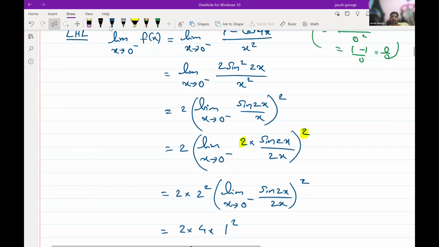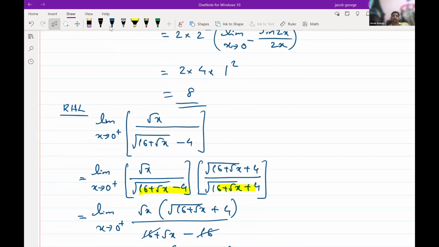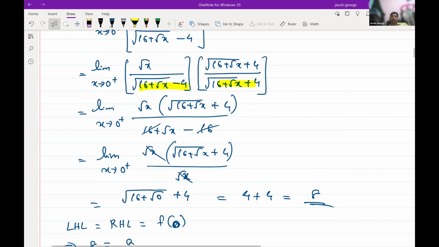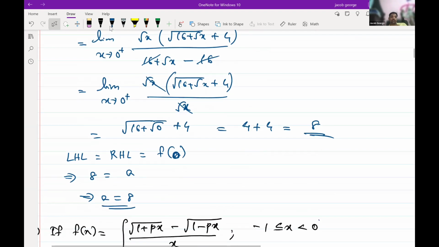Okay. Then the right-hand limit is a root expression. Root expression, multiply with the conjugate. Here, the conjugate of the denominator is multiplied. And then we could simplify it, and we got 8. Then we have to equate. So we get a is equal to.